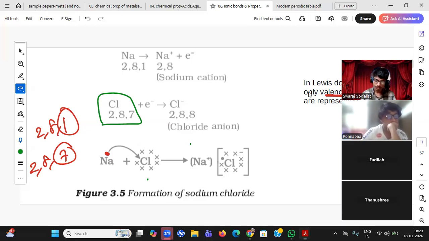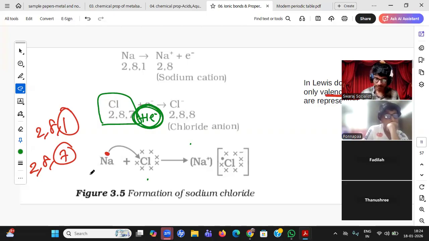Okay, so valency is the combining capacity of an atom. You see, 2, 8, 7. For this atom, how many electrons does it require? It requires one electron to become stable. So what is the valency? 1. Valency is always positive 1.